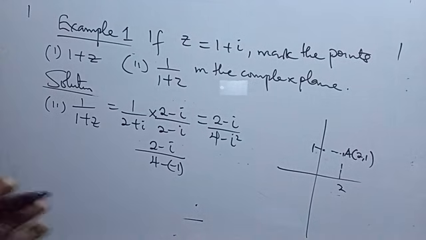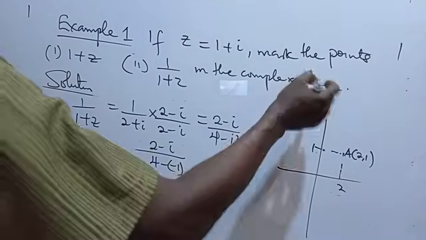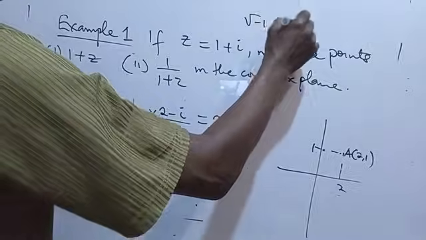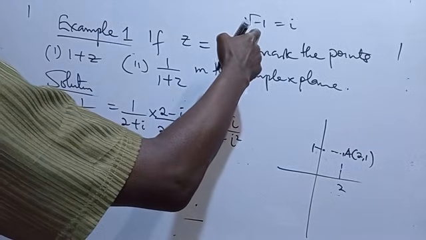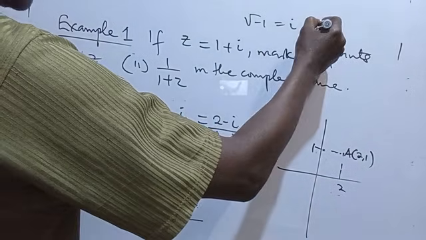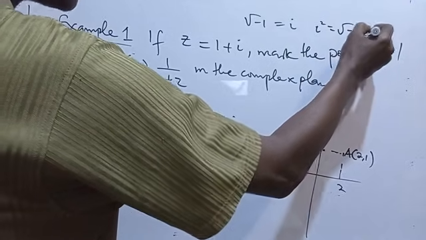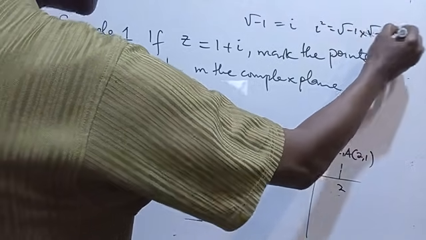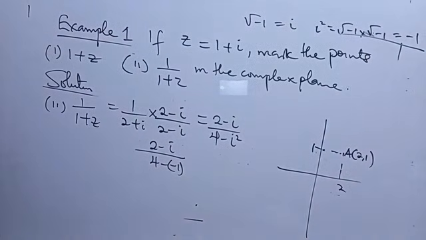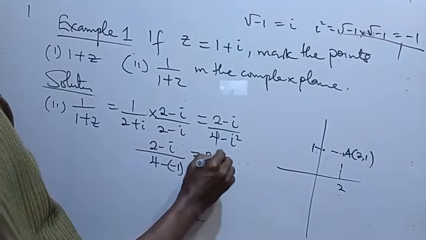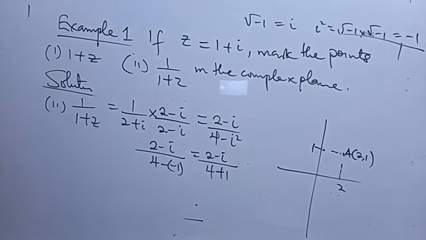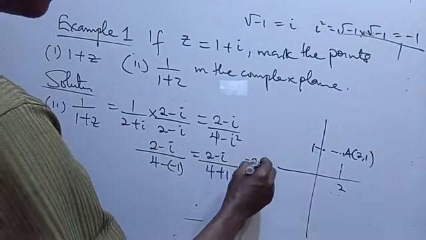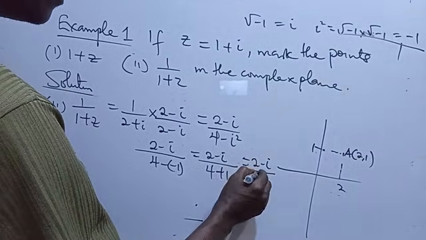Again, don't get it confused. I said in complex number, root minus 1 is equals to what? i. Okay? So now when you square this root minus 1, i squared will be root minus 1 times root minus 1. And that's what? Minus 1. So in complex number, i squared is minus 1. Don't forget that, please. So you have 2 minus i all over 4, minus times minus is plus 1. So that gives us what? 2 minus i all over 5.